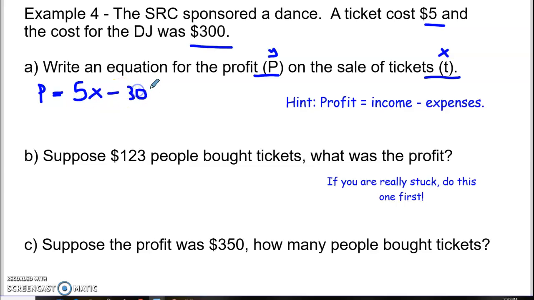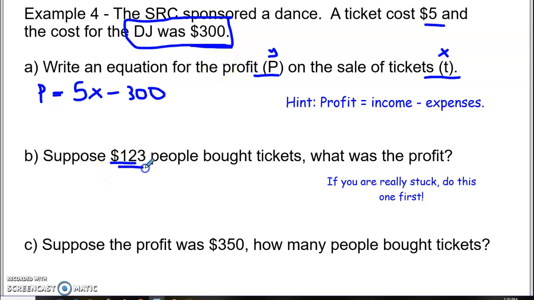Now let's look at some of the reason for this. My income is going to be $5 for every person that comes in. So 5 times x for the number of tickets sold. Then I have to subtract 300 because the DJ costs $300. So that's going to be subtracted from my overall profit.